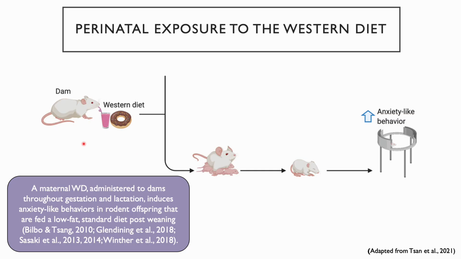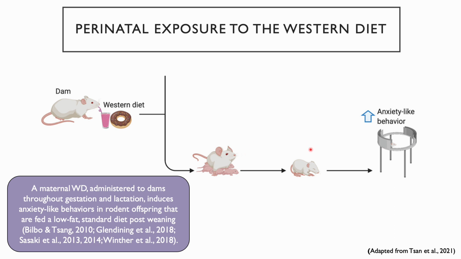Now, as I mentioned previously, perinatal exposure to the Western diet has been shown to increase anxiety-like behavior in rodents. In these experiments that I cited here, a dam, which is a rat mom, is exposed to a Western-style diet. So this would be a diet characterized by high saturated fat, high sugar levels, and high glycemic load carbohydrates. The rat is exposed to the Western diet throughout pregnancy, so throughout gestation and lactation.